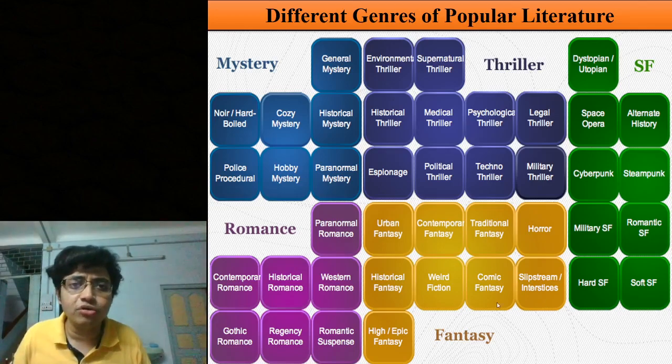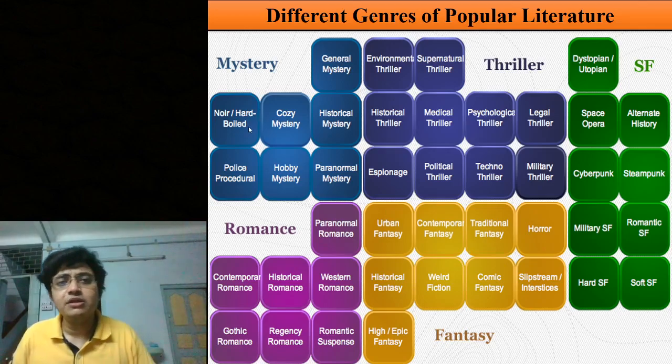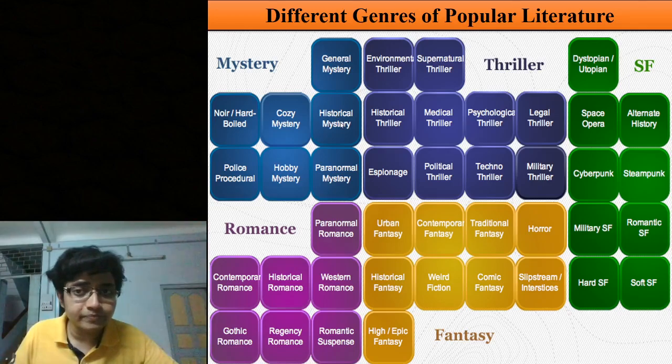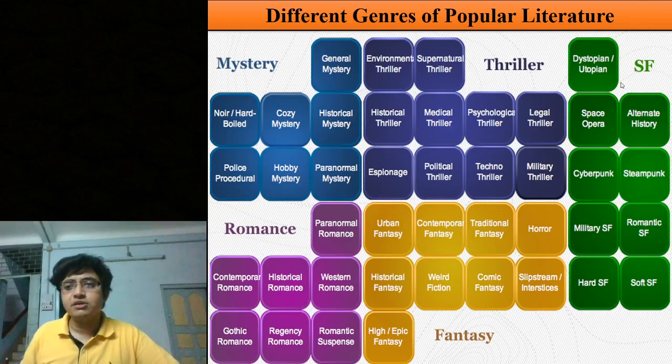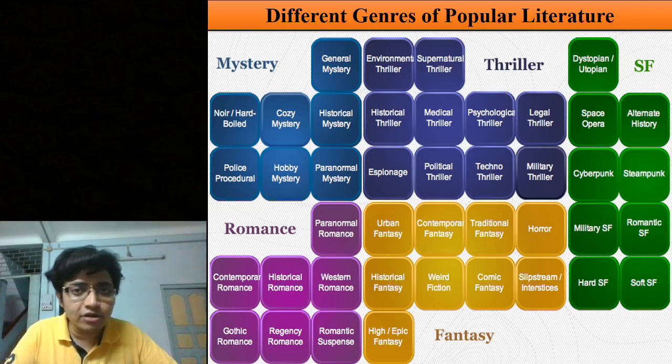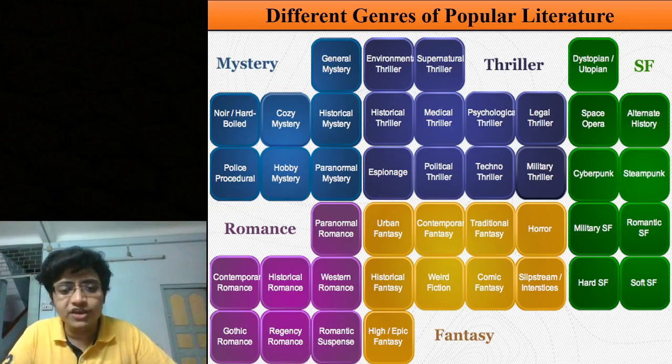Now mystery has many divisions, for example noir, hard-boiled, cozy mystery, historical mystery. Thriller has many divisions: historical thriller, medical thriller, psychological thriller. In fact, science fiction has many classifications: dystopian, utopian, space opera. In fact, there are also classifications in the section of romance, like historical romance, western romance, etc. Fantasy is also another example of popular literature.